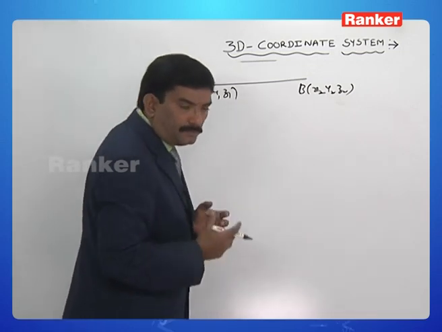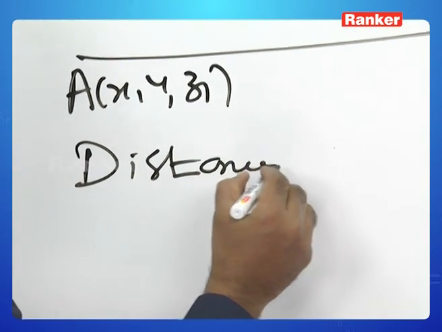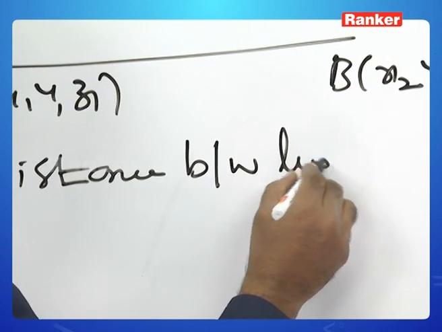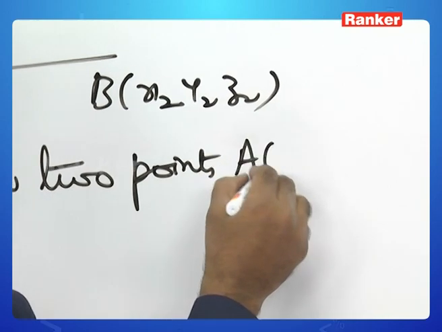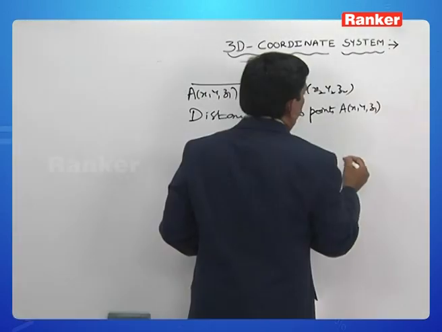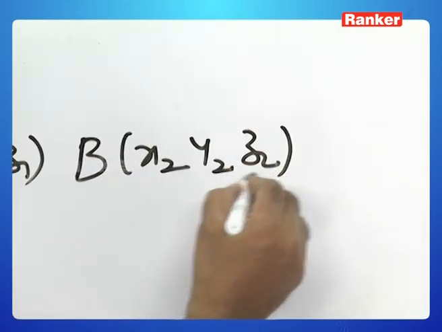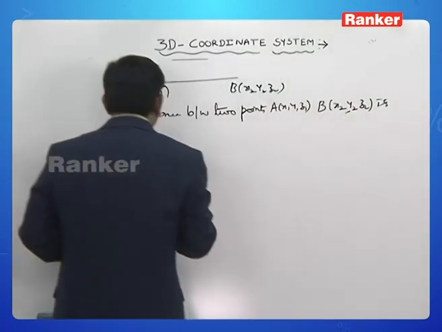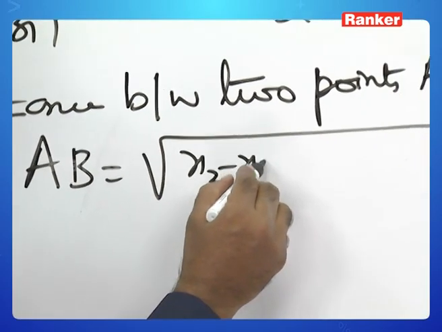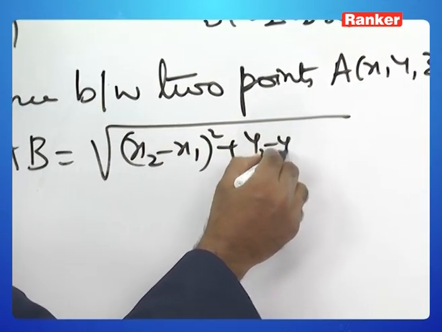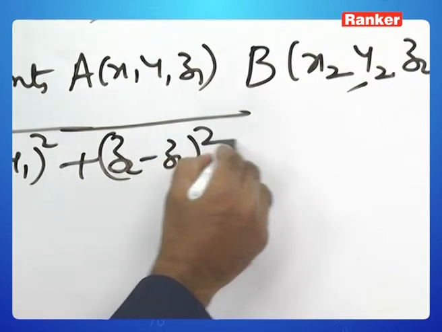Right. Now coming to this one, the distance between two points A(x1, y1, z1), B(x2, y2, z2) is AB equal to the square root of (x2 minus x1) whole square, (y2 minus y1) whole square, (z2 minus z1) whole square.